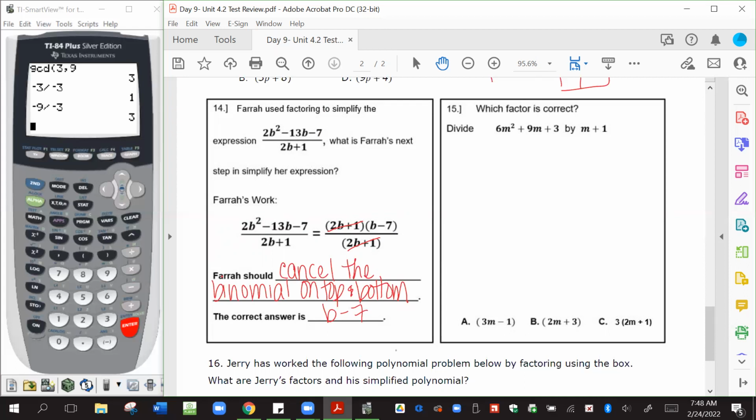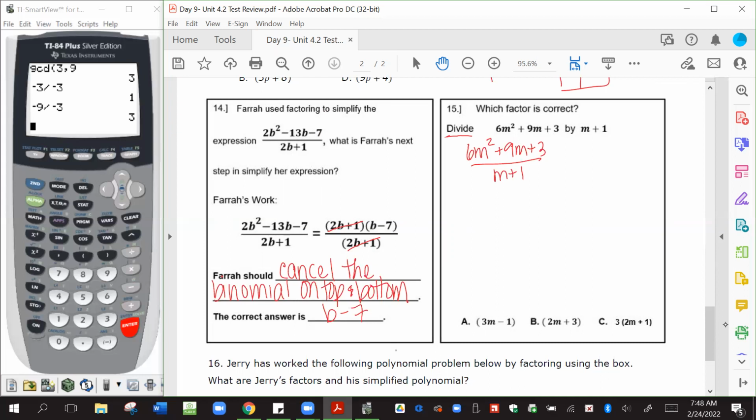It says which factor is correct, and it wants us to divide. Okay, so what we're doing is we're taking 6m squared plus 9m plus 3 divided by m plus 1. And it's saying when I do that, which one of these would match? So really quick, I'm going to show you a little trick on this one.